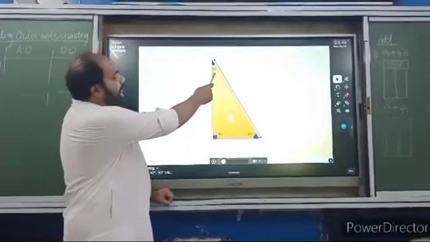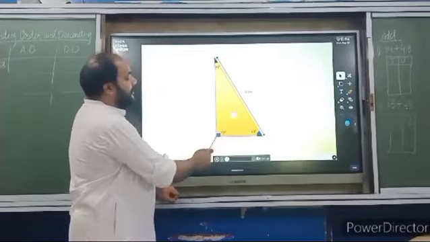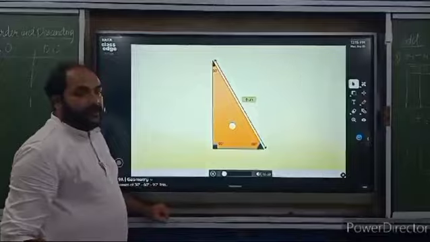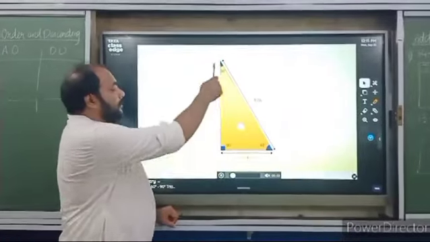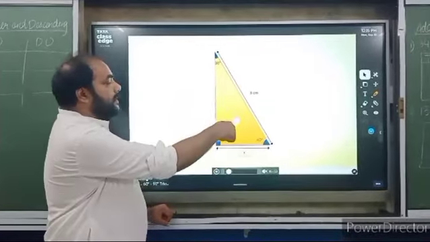One angle is 30 degrees, one is 60 degrees and one is 90 degrees. Suppose the side opposite to 90 degrees.